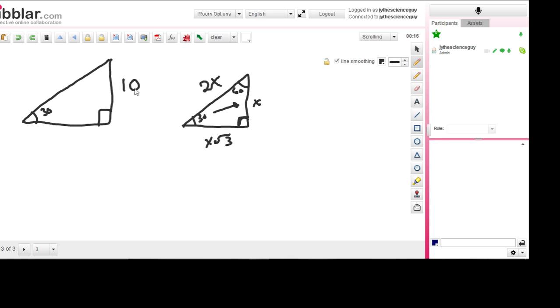So if this side is 10, then what would this side be? 10 is x, so 2x is 20. So this side would be 20. What would that side be? 10 times the square root of 3. And you write it exactly that way, 10 root 3. You don't do anything else to it. So you're just going to literally match the sides with the triangle. That's it.